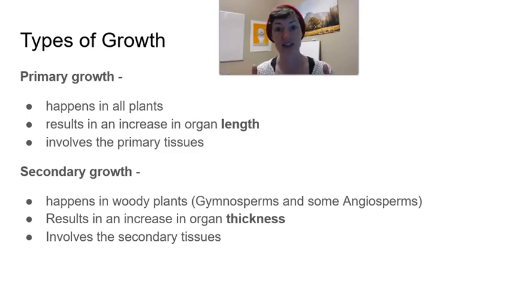So primary tissues might give rise to some secondary tissues if plants are going to undergo secondary growth. But some plants will just do primary growth. Like we talk about monocots as being plants that don't undergo secondary growth. But some do make some weird woody tissues like bamboo.